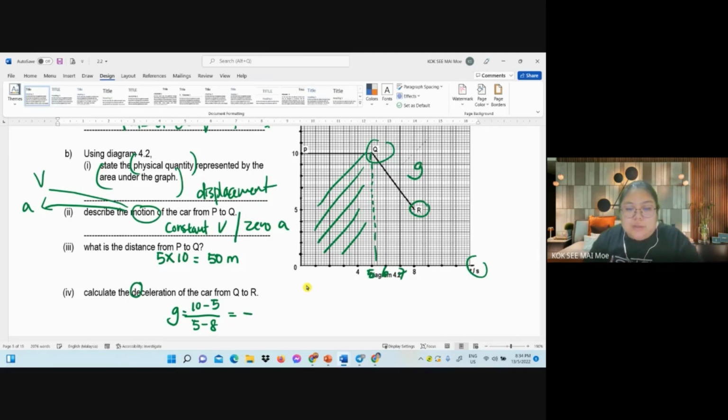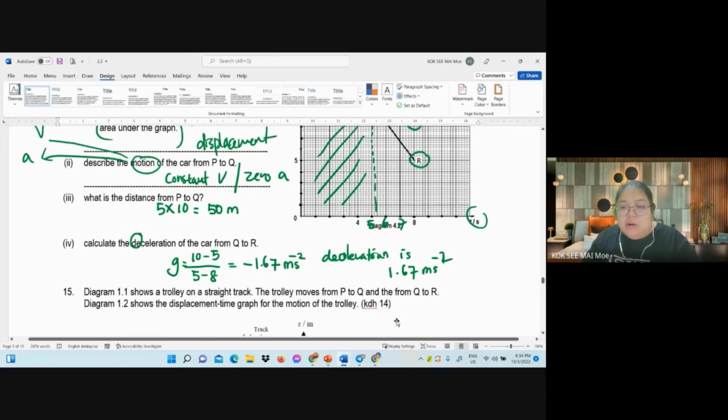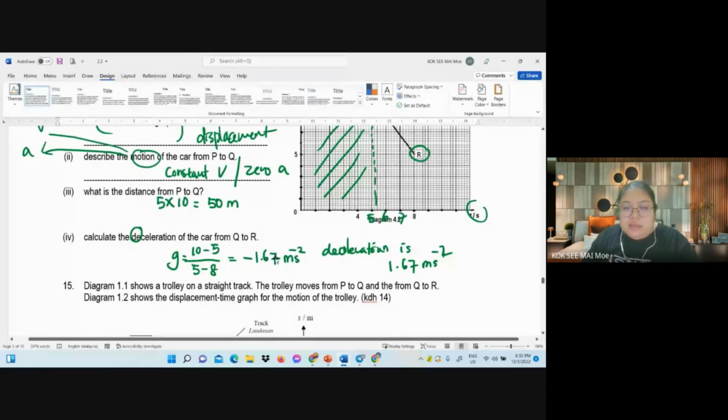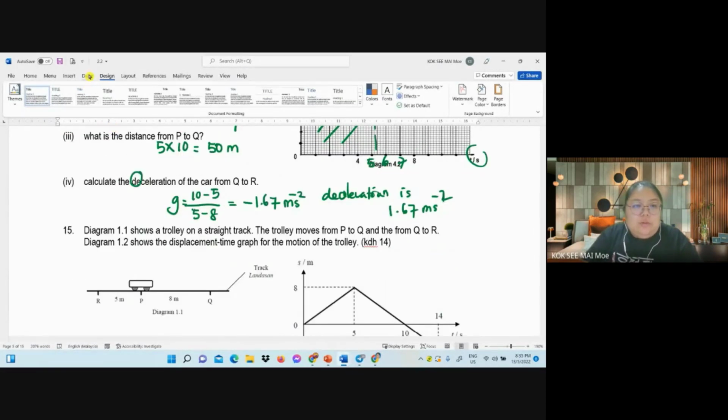So I get negative, so I just put negative 1.67. Then the acceleration is in ms^-2. But from here, I need to add one more: deceleration is 1.67 ms^-2. You need to add one more sentence, deceleration, then you ignore the negative. From the calculation, you cannot suddenly make the negative disappear.